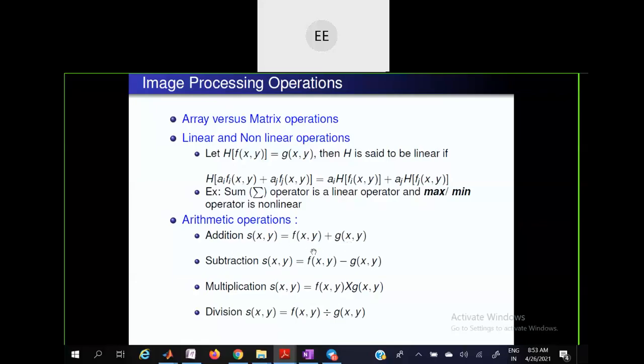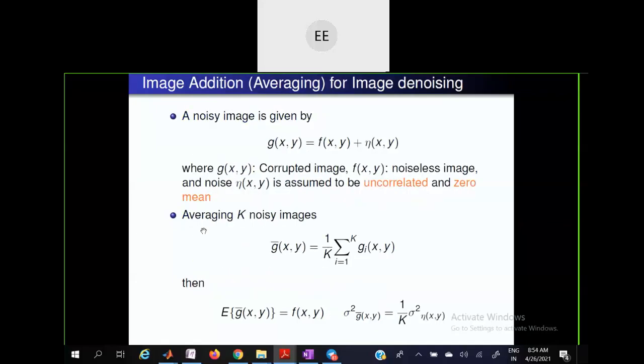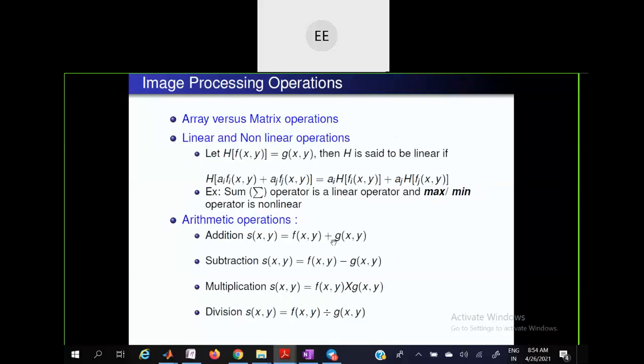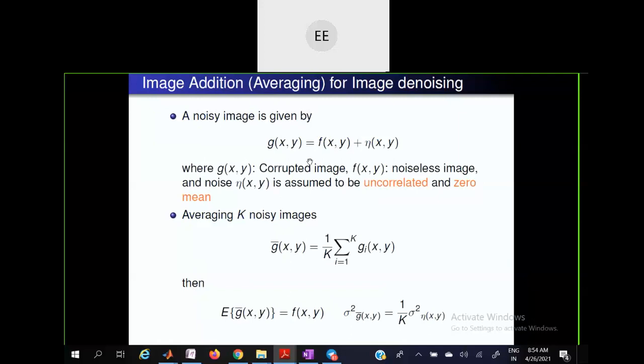Now, images can be added, images can be subtracted, and of course they can be multiplied and divided. So you can perform all these arithmetic operations. Without spending much time, I'll tell you the use of each of these operations. The first operation is addition. Normally when I capture an image using a camera, for example a satellite camera, it is always true that noise gets added. How do I remove it? There is a simple case.